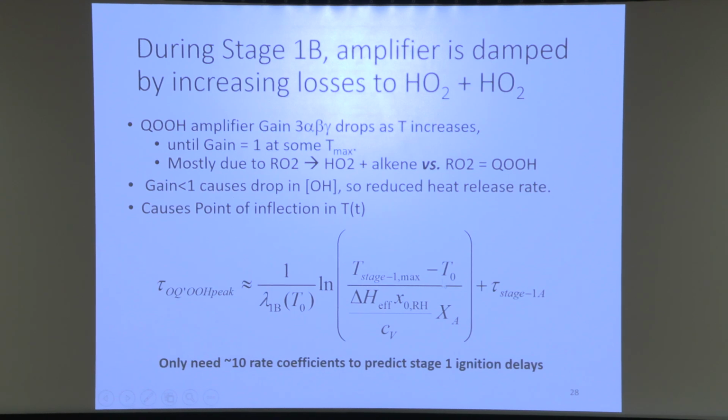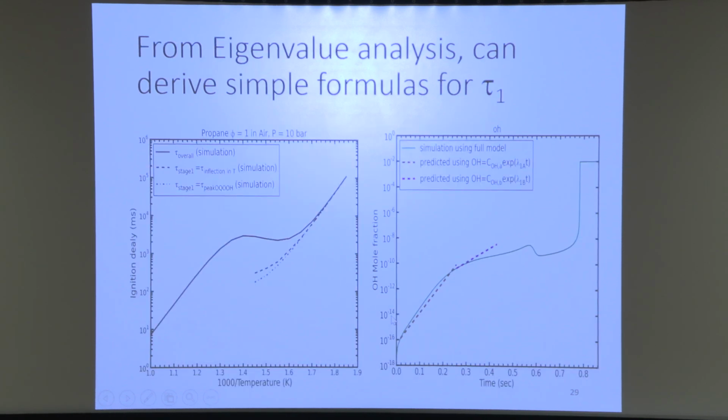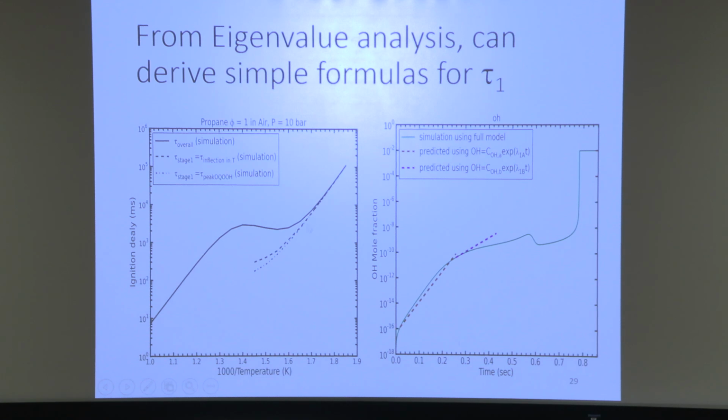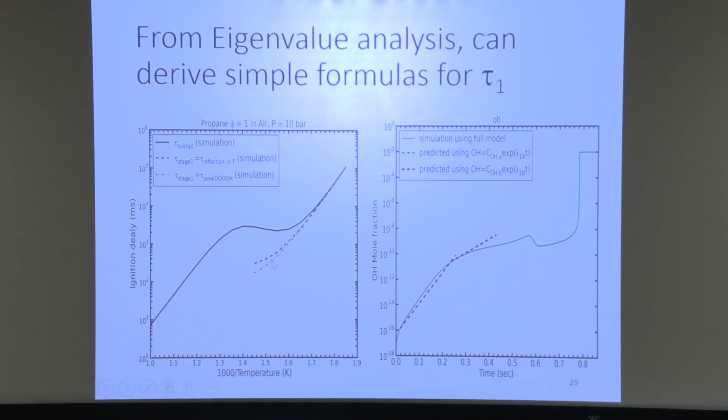Anyway, we did the algebraic analysis. You should read the paper to get all the equations about how it goes. And then from that eigenvalue analysis you can also get formulas for what the first stage ignition is, which is the ignition until that kink in the temperature occurs. And that's what this plot is here. And this you can measure experimentally as well.